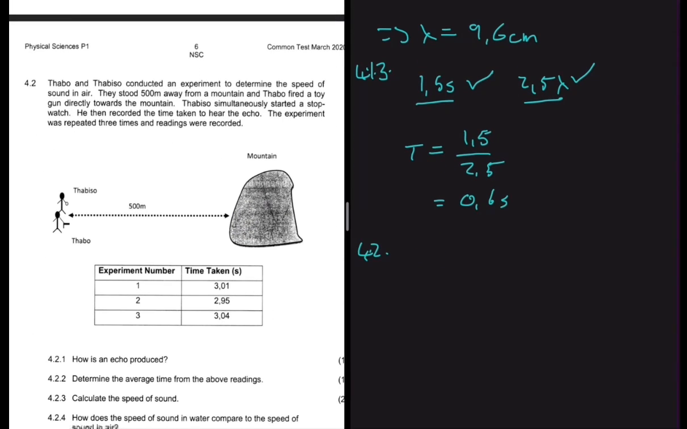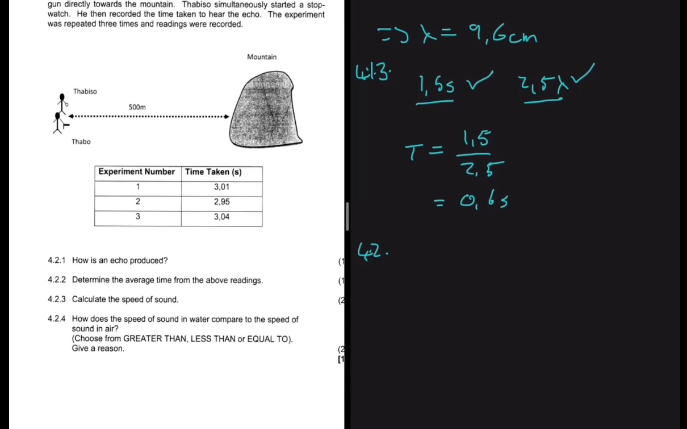Two boys conducted an experiment to determine the speed of sound in air. They stood 500 meters away from a mountain, and one boy fired a toy gun directly towards the mountain. While he fired the toy gun, another boy simultaneously started a stopwatch. He then recorded the time to hear the echo. The experiment was repeated 3 times and the readings were recorded.